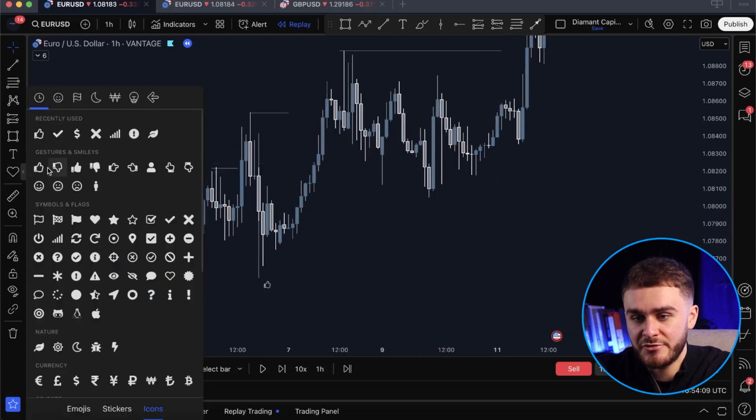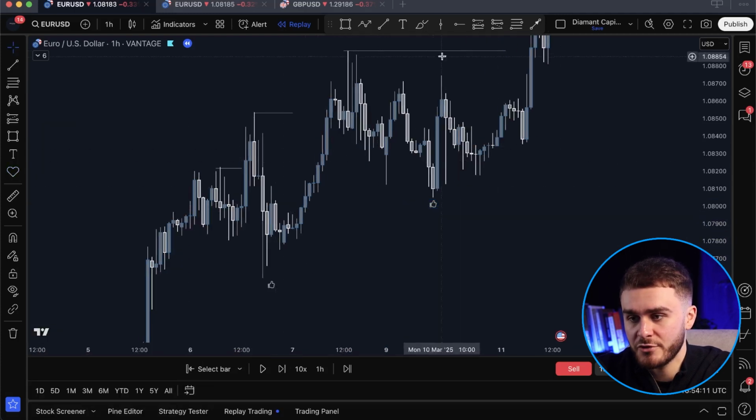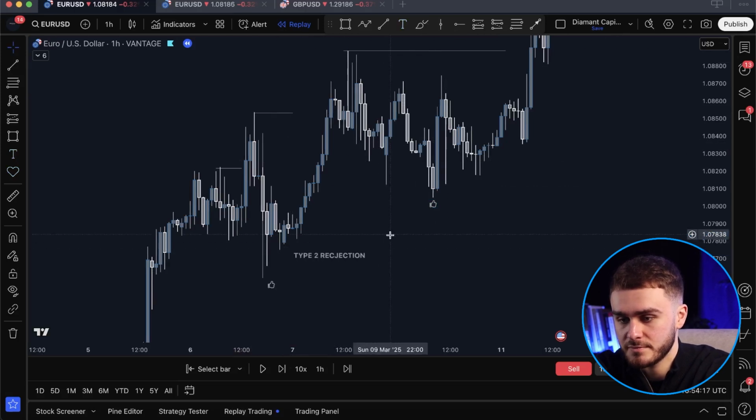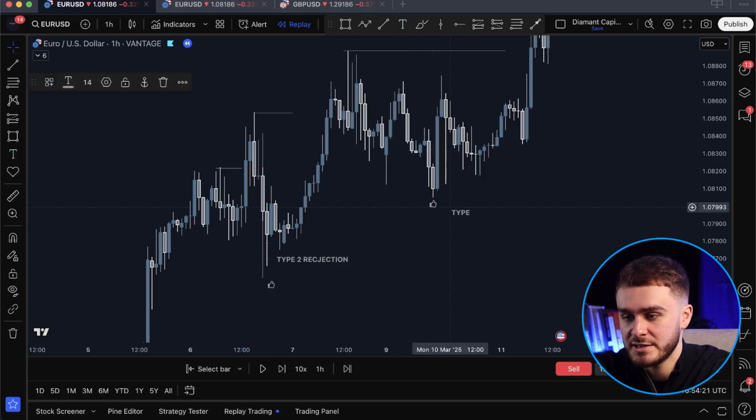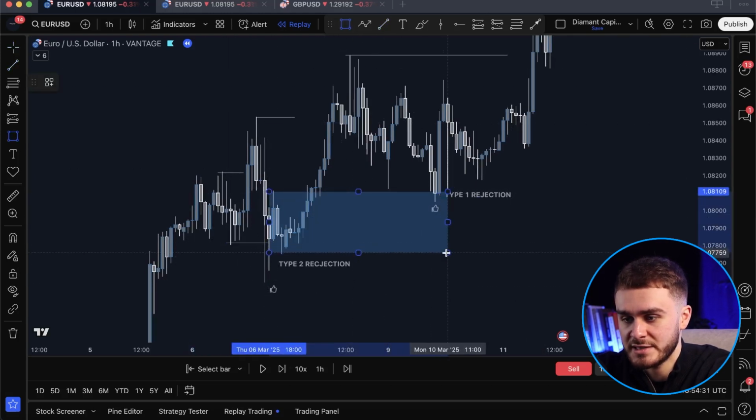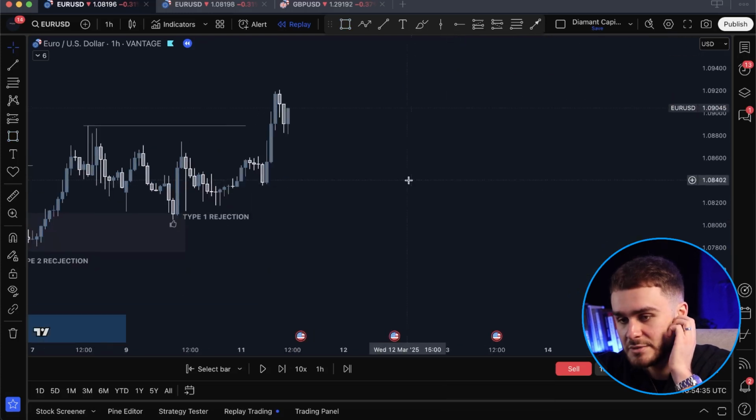So we have got, in the first scenario, a very, very clear type 2 rejection. And then over here, we have clearly got a very easy type 1 rejection, where simply speaking, all this did was swept the liquidity over here. And then all this did over here is it went straight into the point of interest. So that is very, very simple.